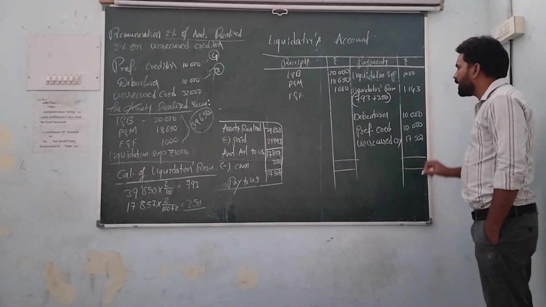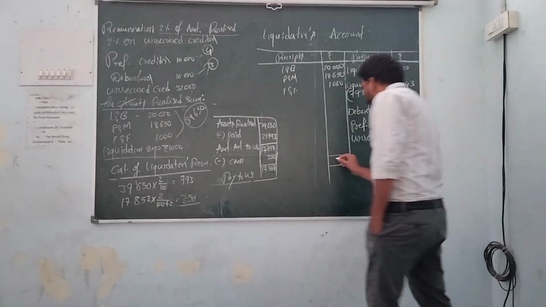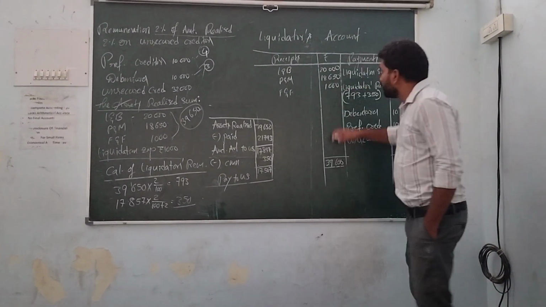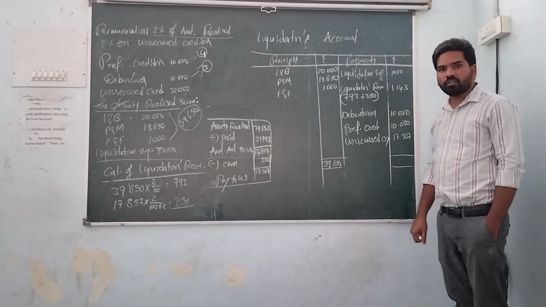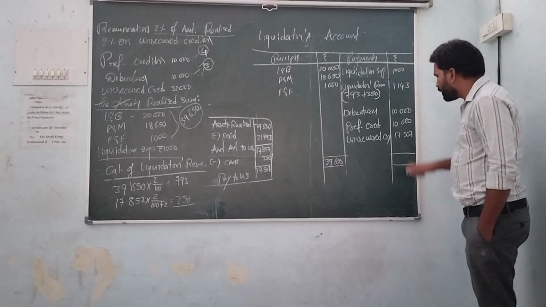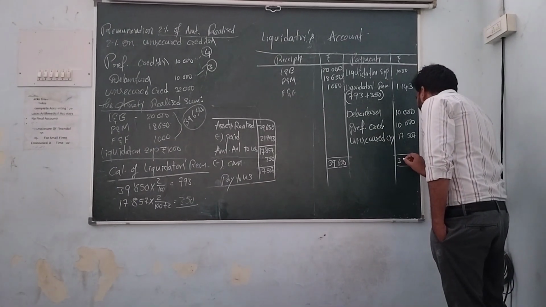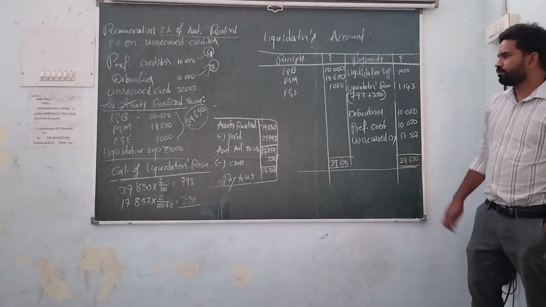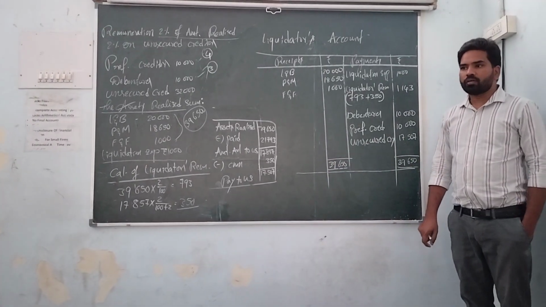Okay. So what's the value of the receipt side and payment side? 39,650. We receive 39,650 and we pay 39,650. The balance is 0. Okay.